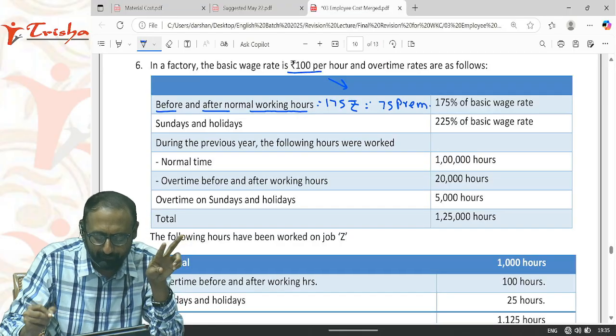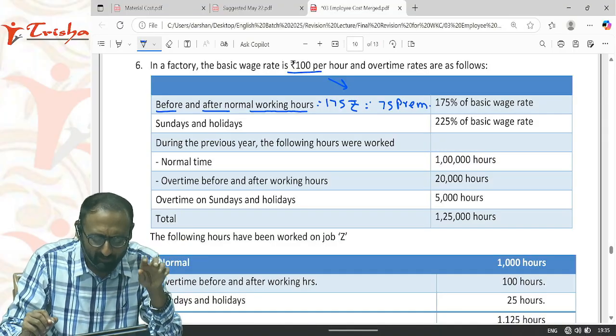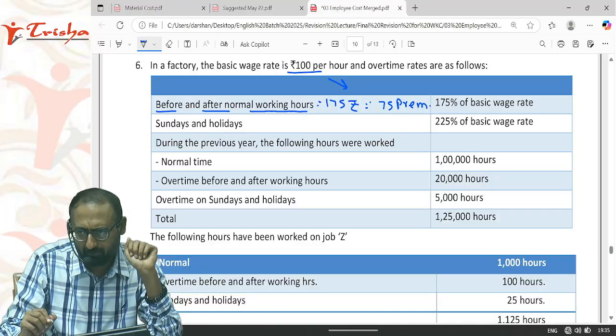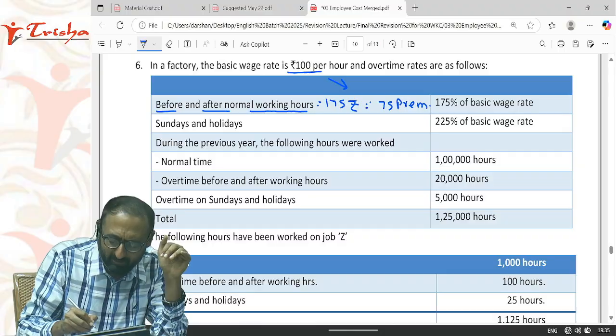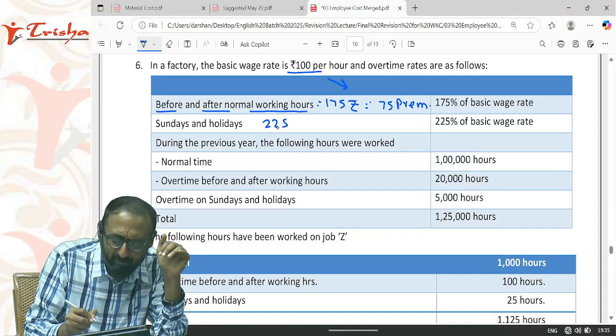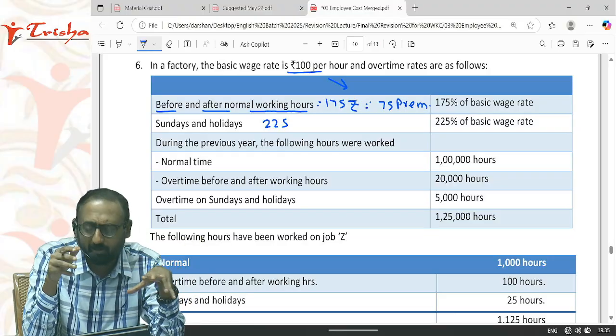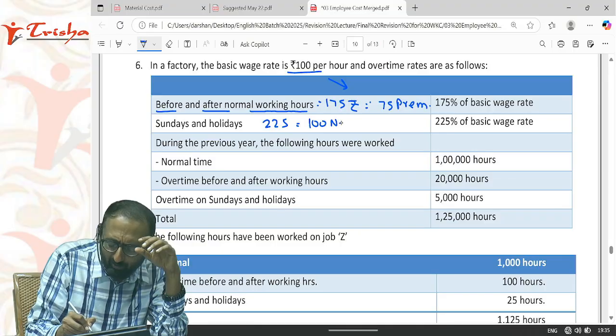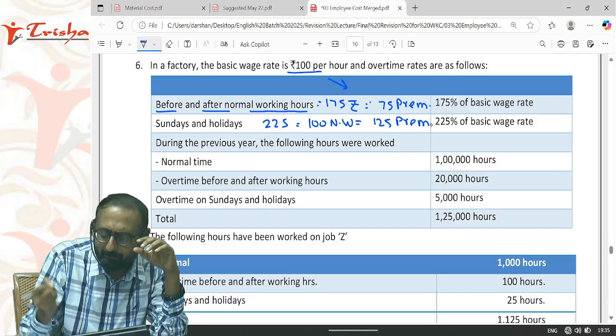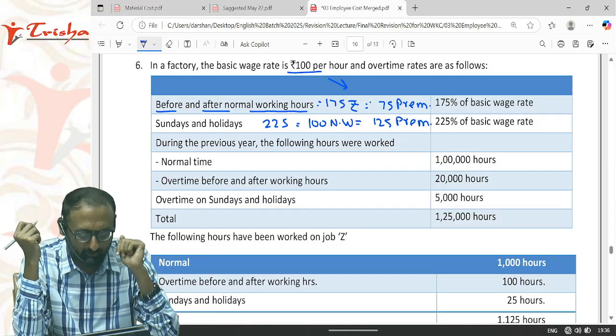Correct? If a worker is working on Sunday and holidays, in such a situation you have to pay 225% of the basic wage, that is, 225% of 100, 225 rupees. 100 will be your normal wage, and 125 will be your premium. Correct? Next situation.